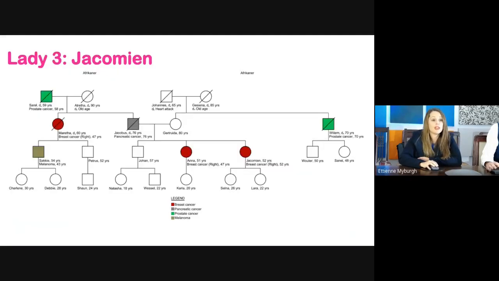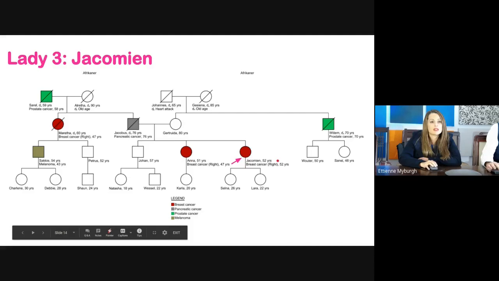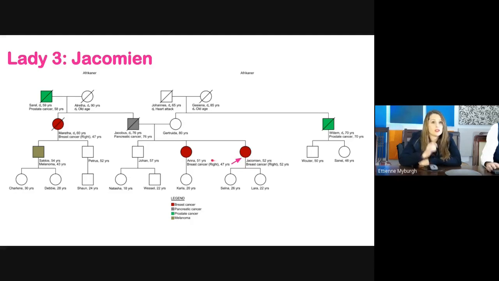So then lady 3 is Yakumin. She also developed breast cancer. She was a little bit older, at the age of 52. It was right-sided breast cancer. She also has a sister who developed breast cancer at a younger age, at 47. And you'll see that her dad passed away from pancreatic cancer, and his sister also had breast cancer. And then that sister had a son with skin cancer, so that's the melanoma.